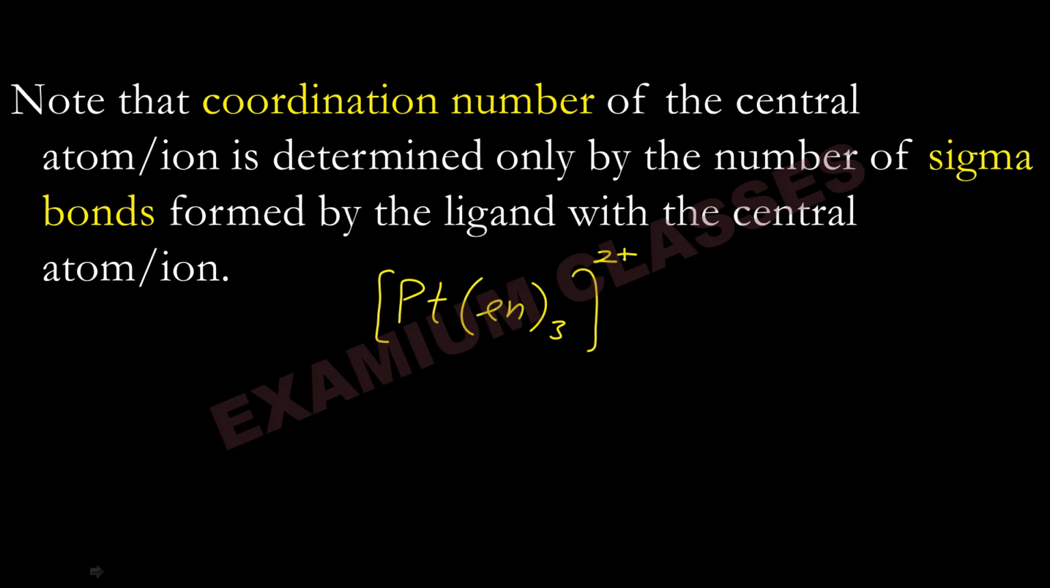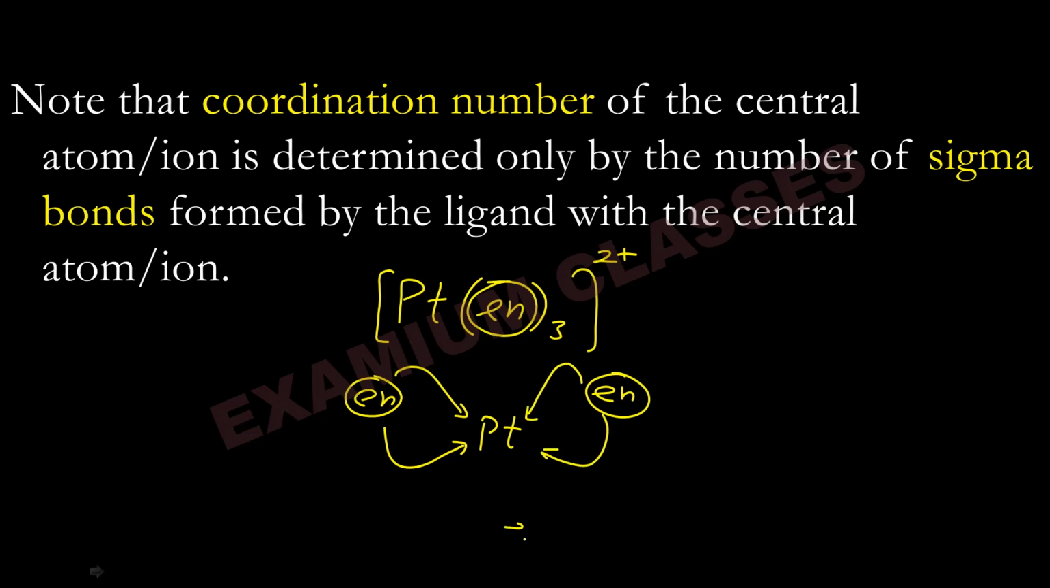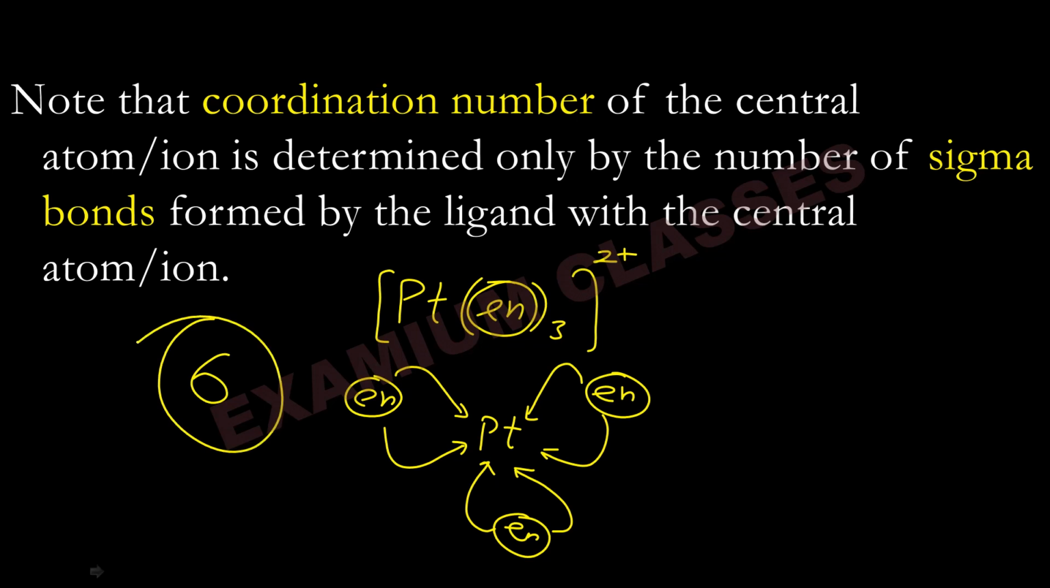Now tell me, what is the coordination number here? It will be 6. Good, Kavish. Because en is didentate, it will be connected through 2 coordinate bonds. Another en will be connected through 2 coordinate bonds. Another en will be connected through 2 coordinate bonds. So it means the coordination number here will be 6. Not 3, even if it looks like it is 3.